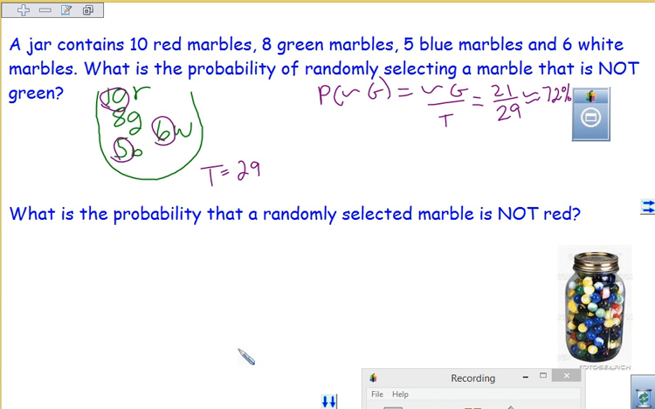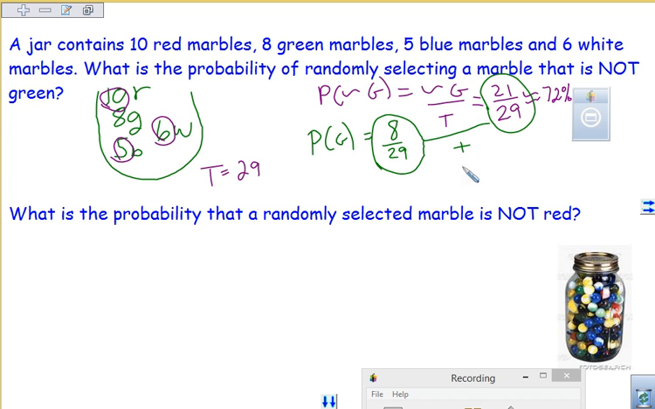Another way to do that problem would be to work with its complement. What is the complement of not green? Green. So the probability of getting green would be 8 out of 29. So if 8 out of 29 is green, what fraction would be not green? 21 out of 29. Because you can see if you add these two together, you would get 29 out of 29, which is equivalent to 1 or 100%. You can decide what's easier, doing what they're asking you to, or finding the complement and subtracting from 1.